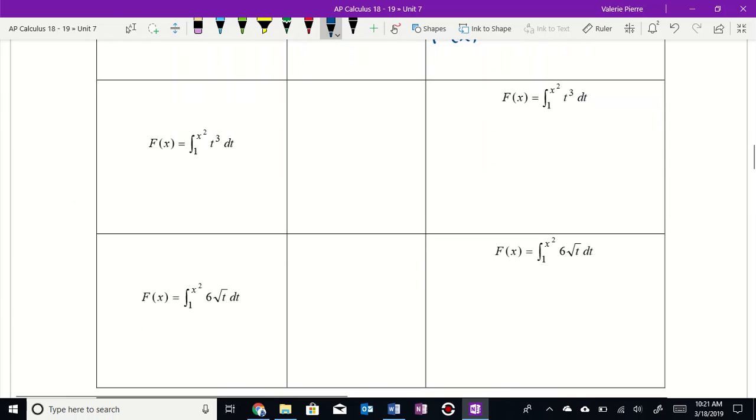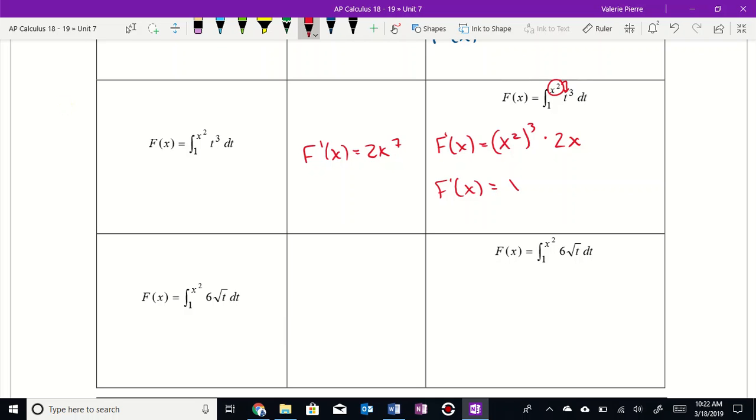So if we continue this process, now we're looking at the definite integral from 1 to x squared. This derivative was equal to 2x to the 7th. Let's double check to make sure. We plug in x squared. That should be x squared cubed times the derivative of g of x, which is 2x. So f prime of x is equal to x to the 6th times 2x, which is equal to 2x to the 7th.